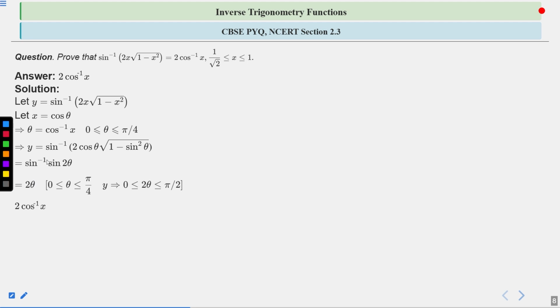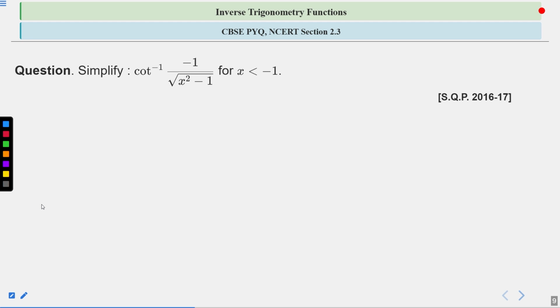And theta is basically cos inverse x. Therefore, 2 theta will be equal to 2 cos inverse x. Hence, it is proved. The value of the given expression is 2 cos inverse x. Okay, let us move to the next question.